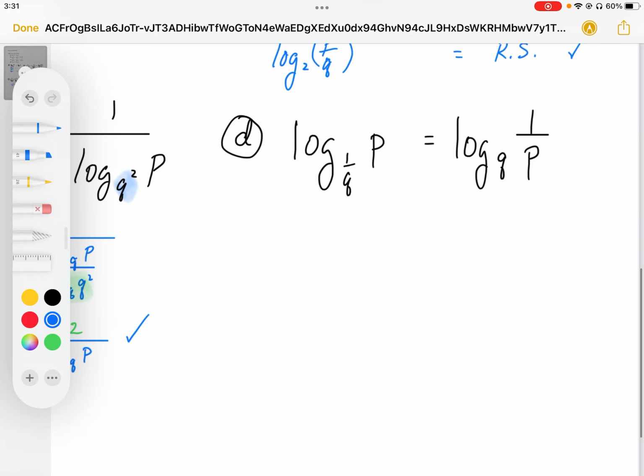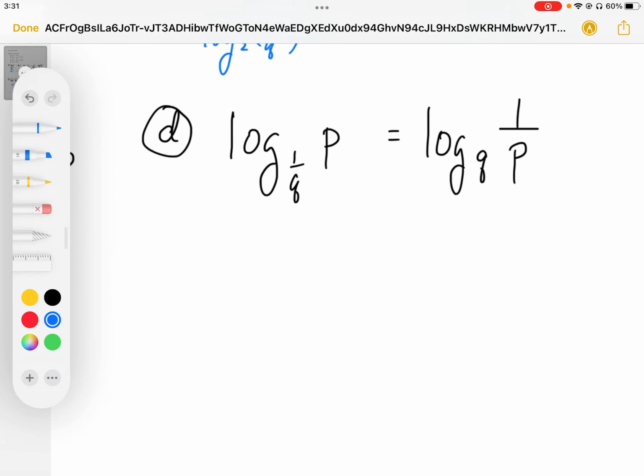For D, it looks like I flipped the base, and that is the same as flipping the argument. Well, let's just use our change of base formula here. Log base q of p, and this is going to be log base q of 1 over q, which is the same as q to the power negative 1. So in the denominator, that just works out to be negative 1.